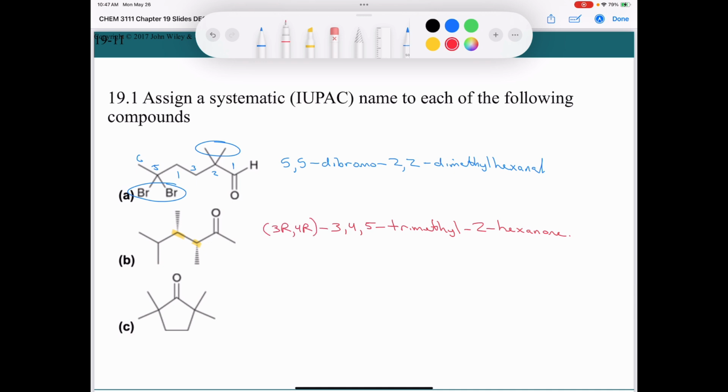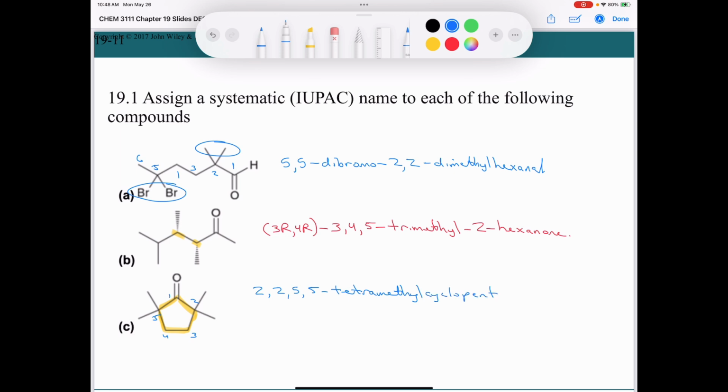There you have it. All right, the last one is a cyclopentanone, is what this would be, right? There's 5 carbons in the ring. And so the carbonyl carbon is going to be number 1. So we have 1, 2, 3, 4, 5. So this would be 2,2,5,5-tetramethylcyclopentanone.